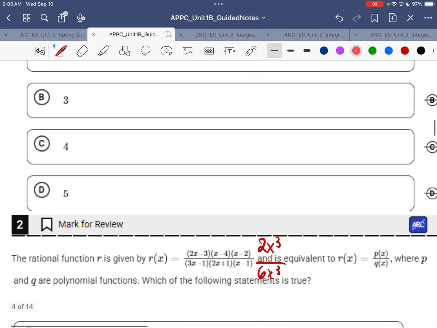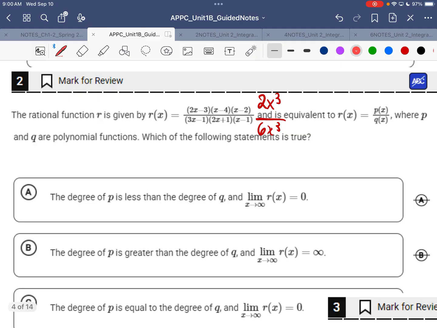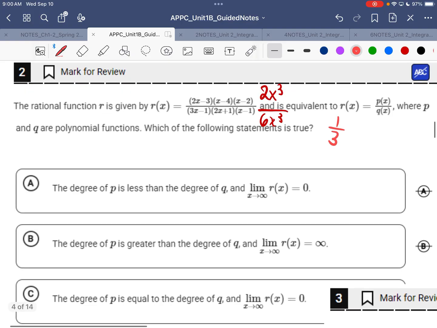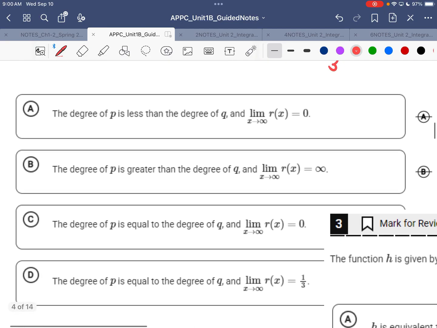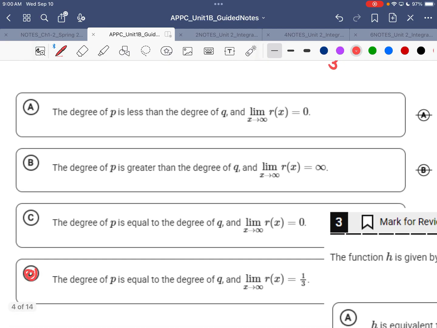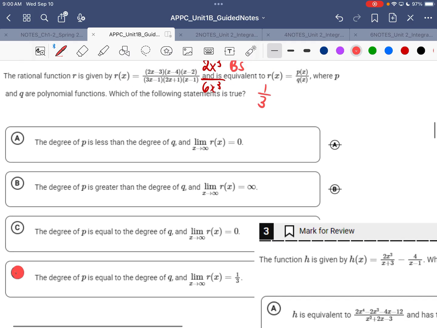All right, on 2, when we distribute the numerator, the leading coefficient becomes 2x cubed in the numerator. Same on the bottom, you distribute and you get 6x cubed. So this reduces to being 1/3, and note that it's both the same degree. So if both are the same degree, the end behavior would follow the horizontal asymptote of 1/3. So it should have been D.